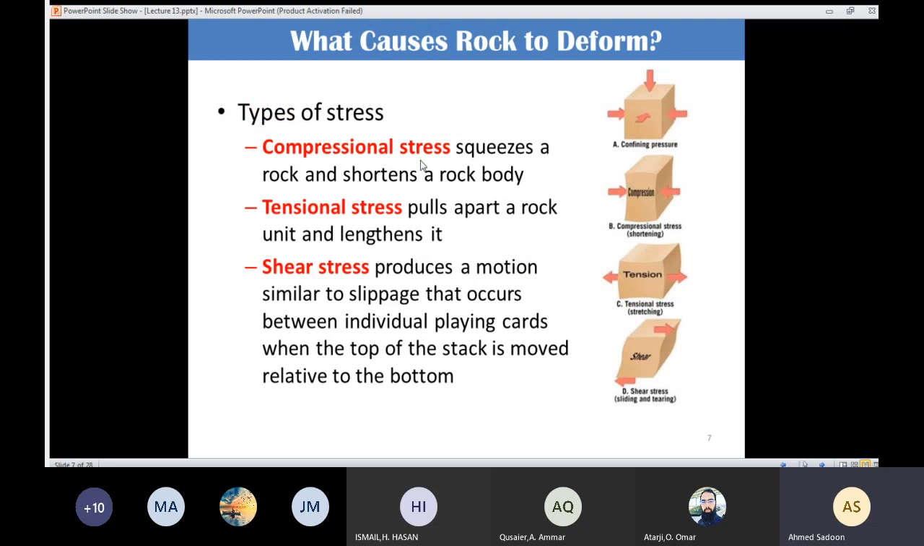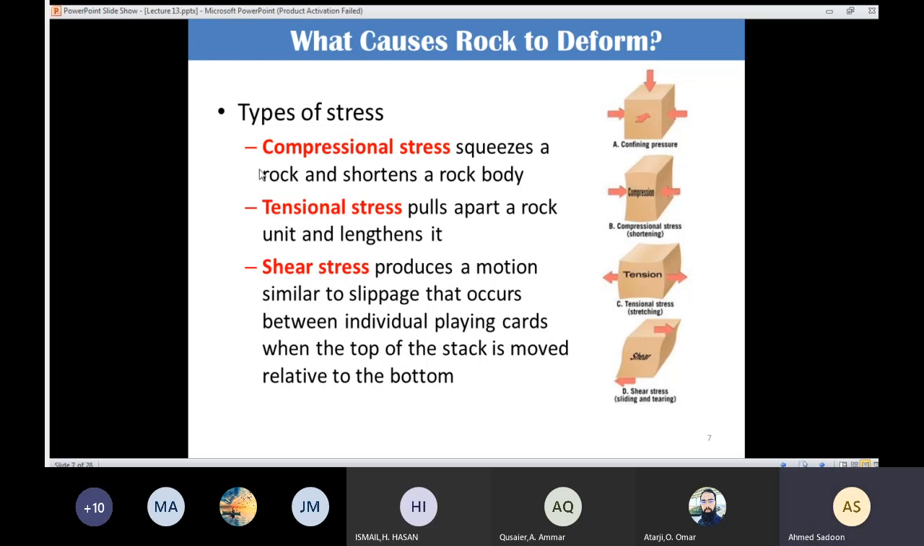So if you have compressional stress, that means I'm going to squeeze the rock. For example, if this one is a rock, by having forces in this direction and in that direction, I'm going to squeeze the rock, to compress the rock. And of course, as a result, the dimension in the direction of the force is going to be shorter than the other direction. So compressional stress squeezes a rock and shortens a rock body. This dimension here is going to be shorter than the original length.